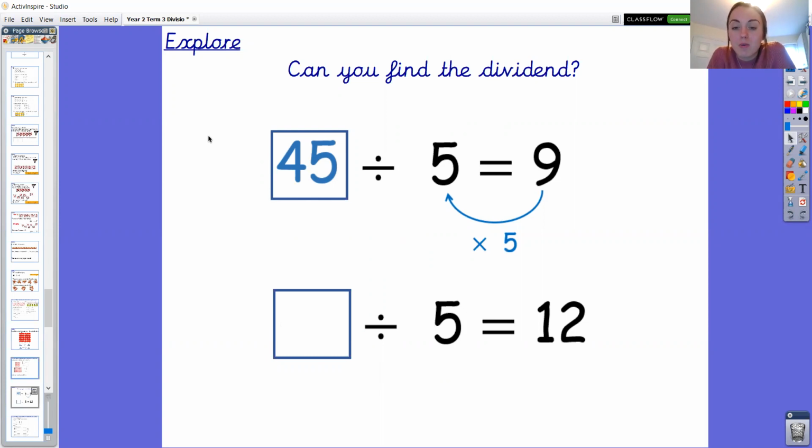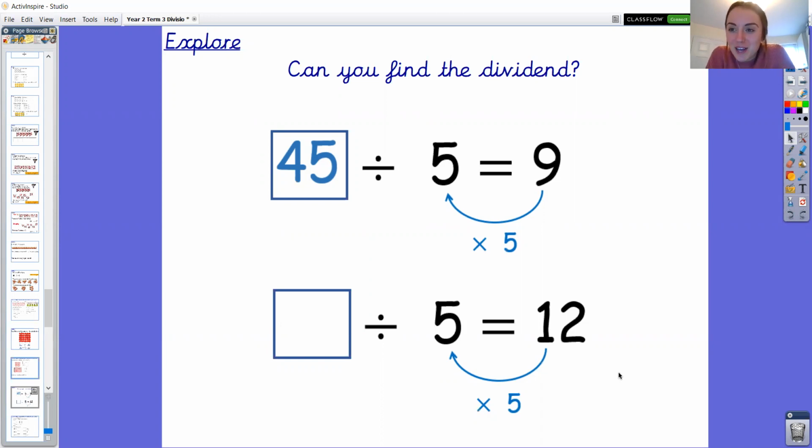Divided by 5 equals 12. So to solve this question and find the missing number, we can multiply 12 by 5. So again, I wonder if you can use a known fact to help you with this one. So please pause the video here and find the dividend.